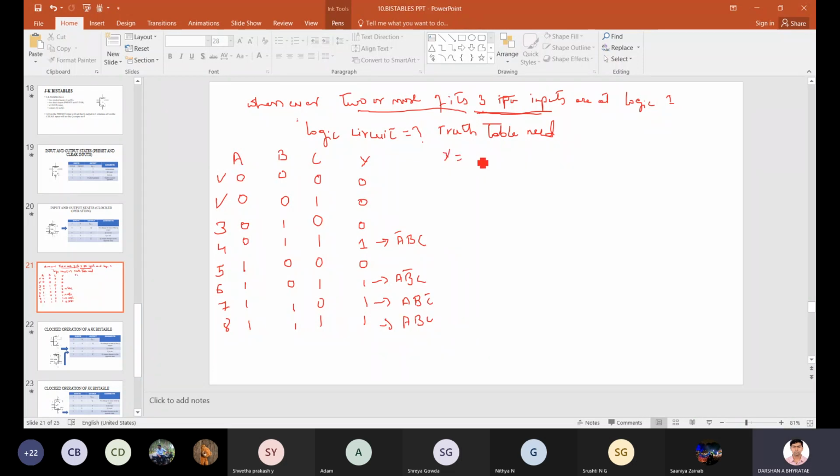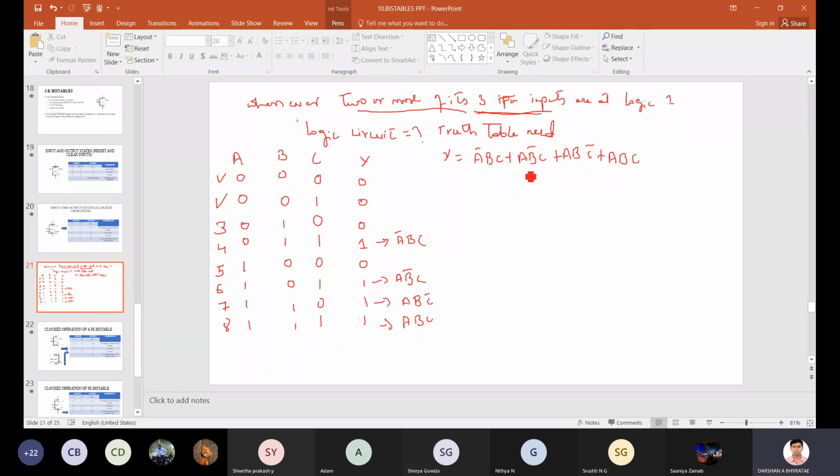The overall expression for Y is: Y equals A bar BC plus AB bar C plus ABC bar plus ABC. Now you have to draw the circuit using this expression.